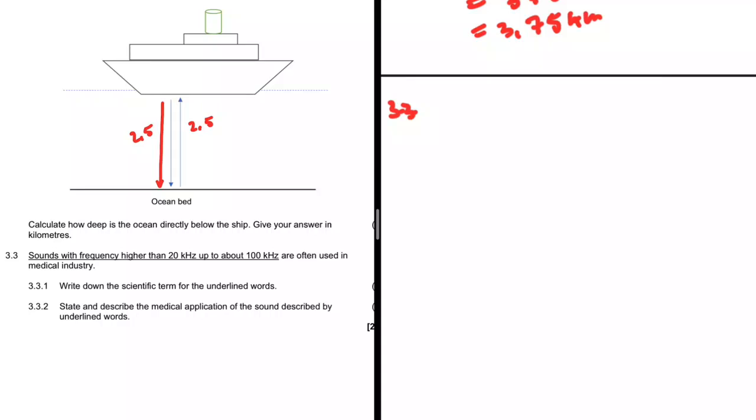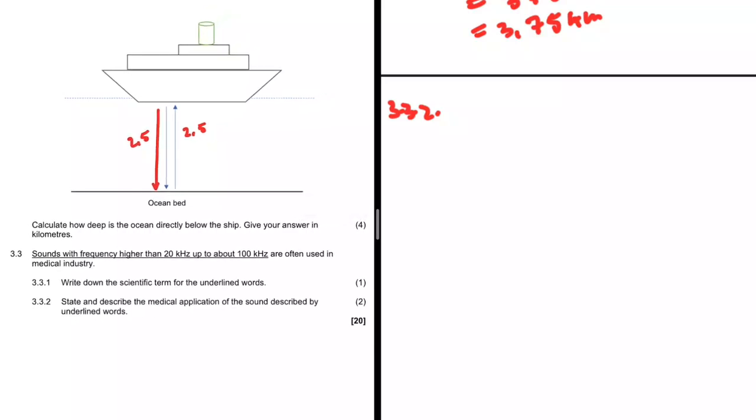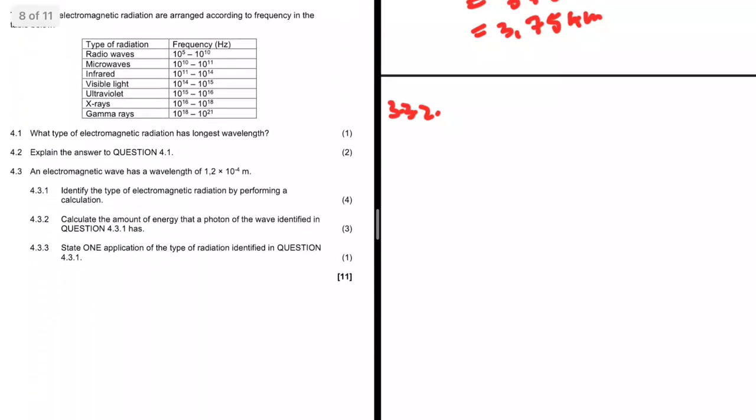Well, that is ultrasound, okay? Sounds with frequency ranging from 20,000 hertz to 100,000 hertz. So the answer to 3.3.1 is ultrasound. But what about 3.3.2? State and describe the medical application of the sound described by the underlined words. Well, that is just theory, so I'm gonna let you guys figure that out.